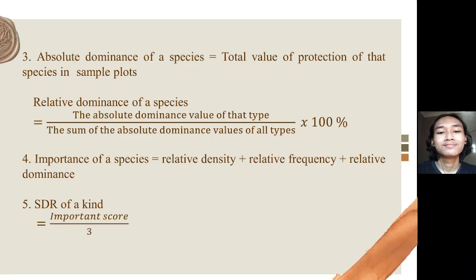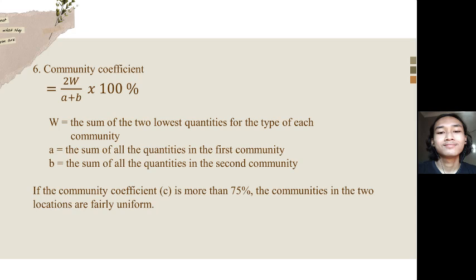Number 4. Importance value of a species: relative density plus relative frequency plus relative dominance. Number 5. SDR of a kind: importance value per 3. Number 6. Community coefficient: C equals 2W per A plus B, multiply 100%.